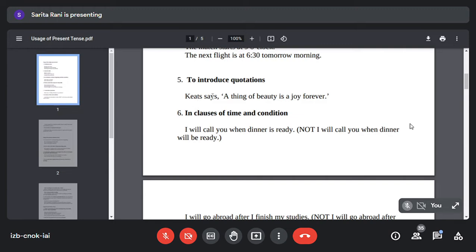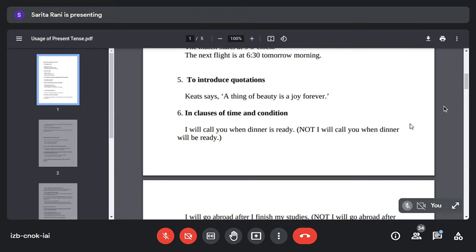Are you following? Whenever you are introducing a quotation, we have to introduce it with a subject and V1 form. That is, Keats says. And the quotation should be in double quotation marks. Here it is given single quotations, but we have to follow double quotations. Single quotations are for titles. So Keats says, Hitler says, Einstein says, like that. So this is the introduction part.